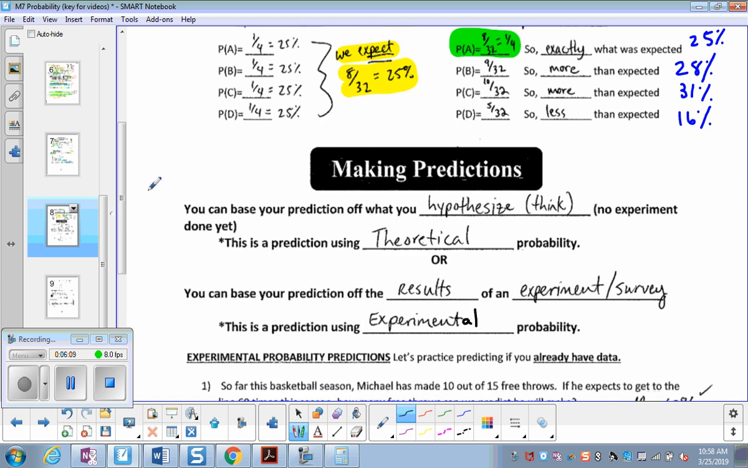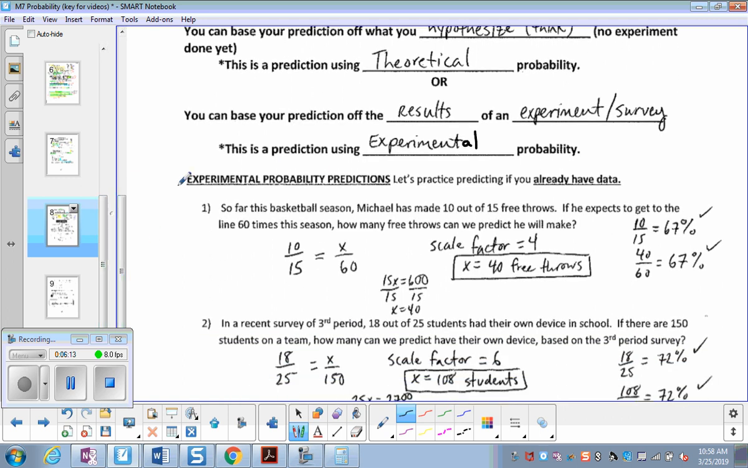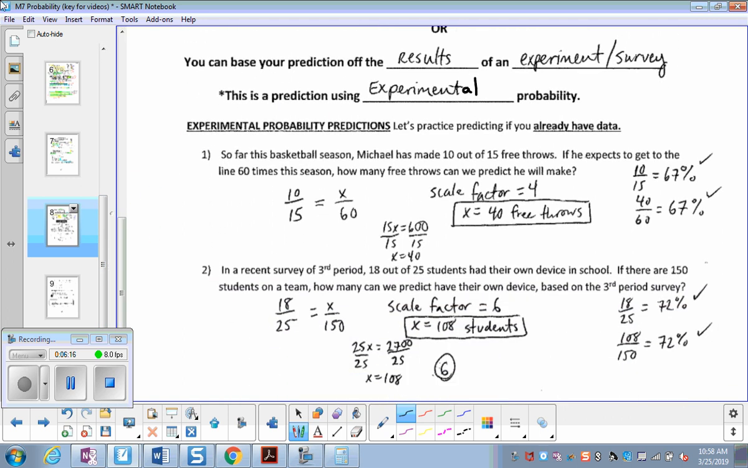Okay, make sure we got experimental there. So let's take a look at a couple of experimental probability predictions. Okay, this is when you're going to want to use the data that you have to make your prediction.